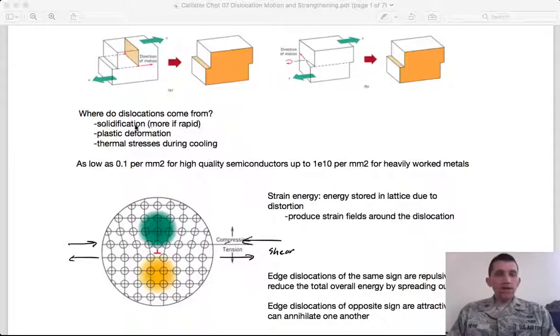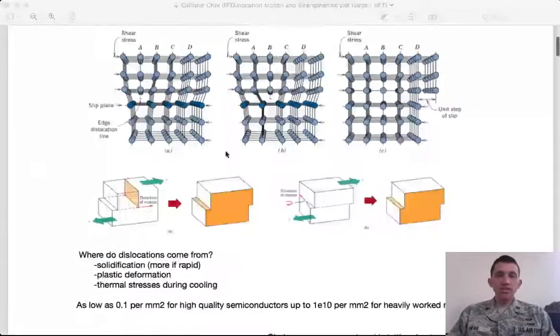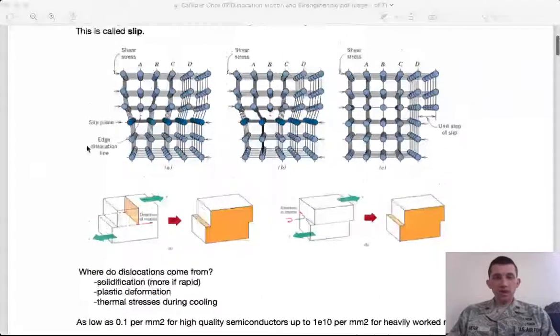And even after solidification, you can create dislocations through plastic deformation. This might be a little confusing. You might think, well, I thought plastic deformation was dislocation movement. And it is. It turns out that when they're moving in response to a shear stress, it's not always as neat as we might depict in a diagram. There will be grain boundaries involved.